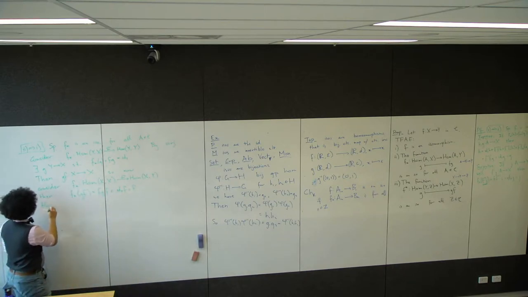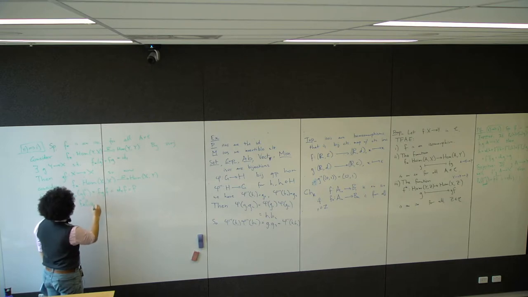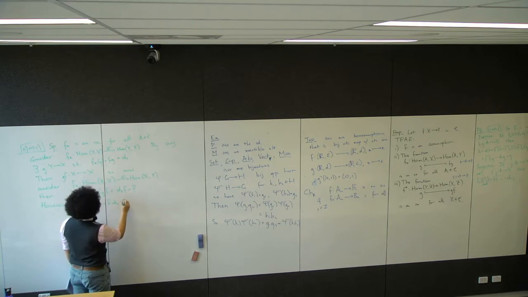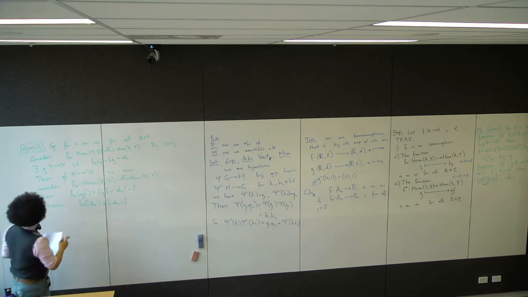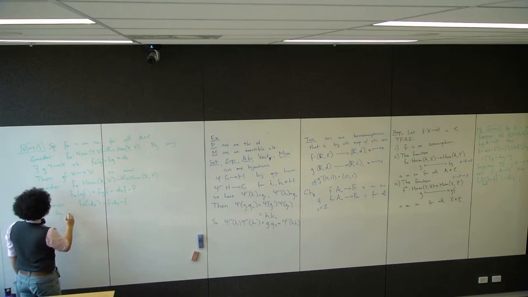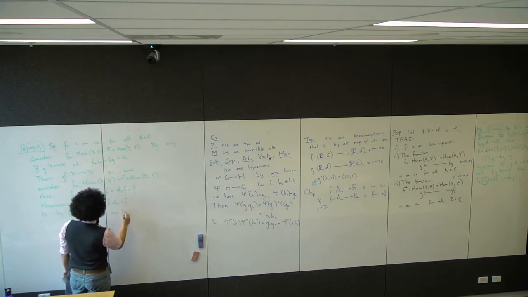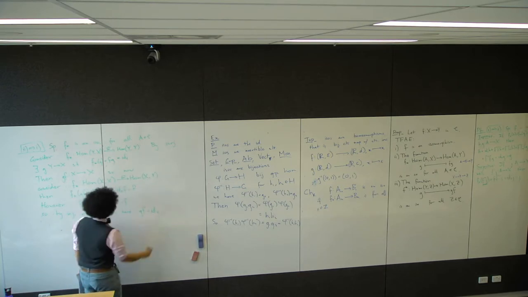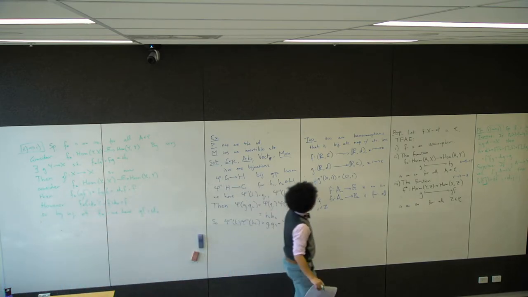However, F lower star of the identity on X is F of the identity on X, which is F. And this is injective. So by injectivity of F lower star, we have that GF equals the identity on X. And now we've shown the other direction, that F and G are mutual inverses. And so F is an isomorphism.